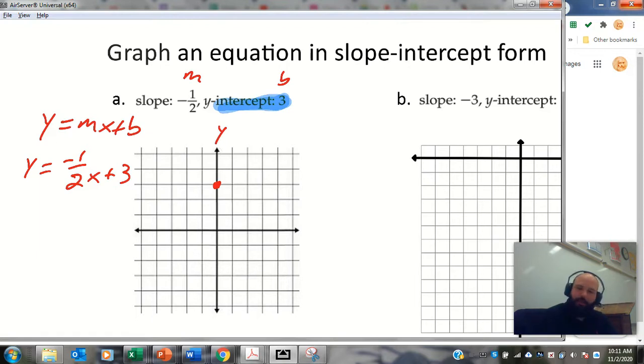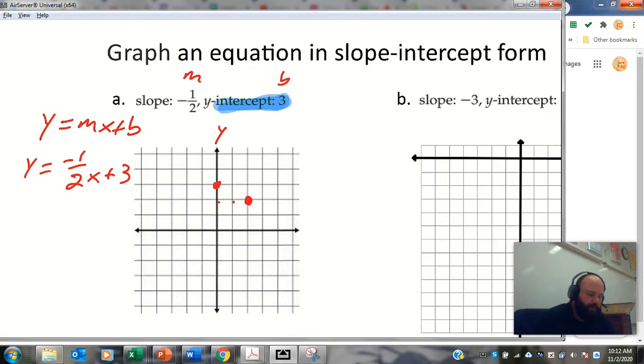So from the red dot that we made, we are going to go down 1 and then over 2. And that lands us right there. And you can see that I put another big red dot. So we start with the beginning point, which is the y-intercept of 3, and then we count our slope down and then to the right. And when I do that, I end up with a second point.